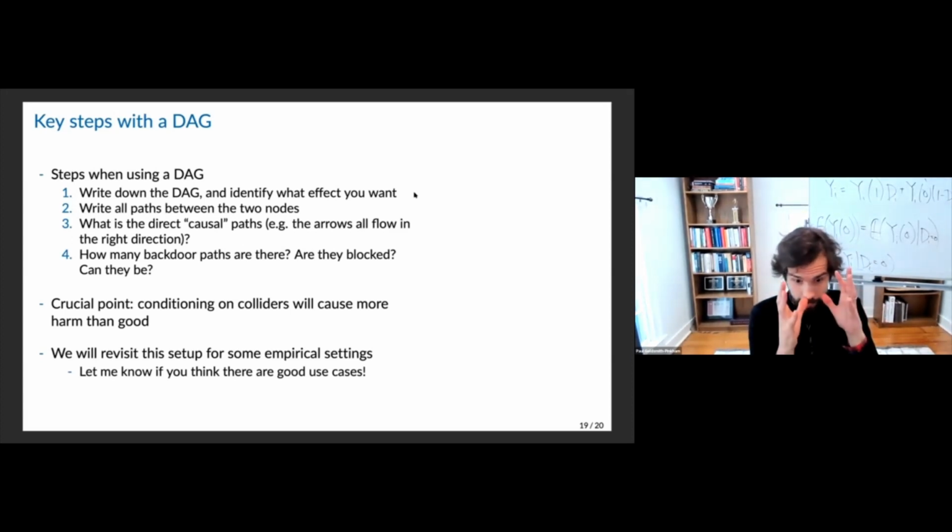You just have an algorithm in which you set up these pieces. So let's identify what the direct causal paths are that we're interested in. And then the question is: how many backdoor paths are there, are they blocked, and can you block them?